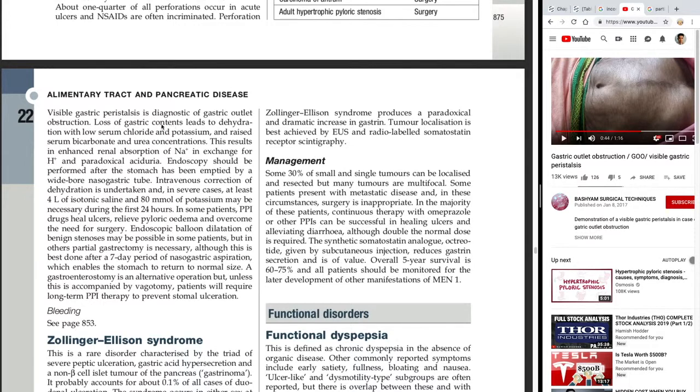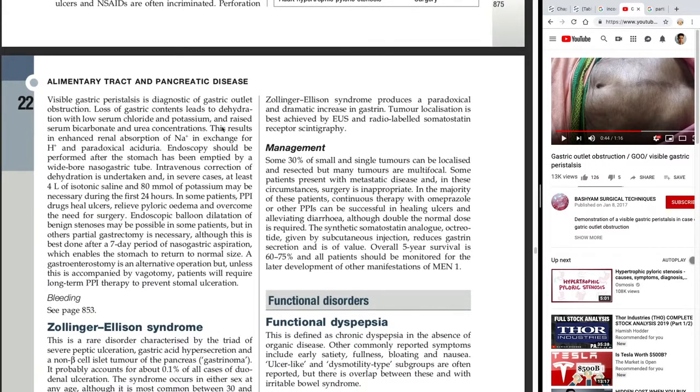Loss of gastric contents leads to dehydration with low serum chloride and potassium, and raised serum bicarbonate and urea concentrations. This results in enhanced renal absorption of sodium in exchange for hydrogen ions and a paradoxical aciduria.